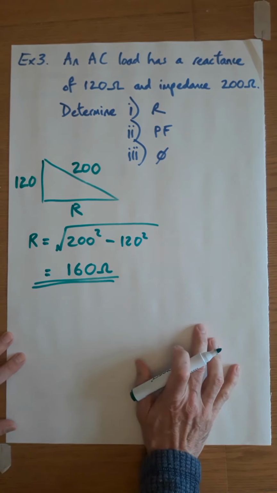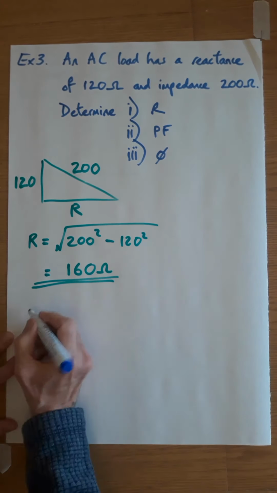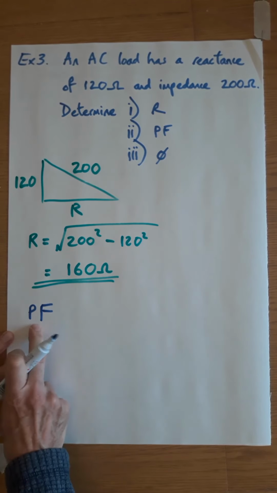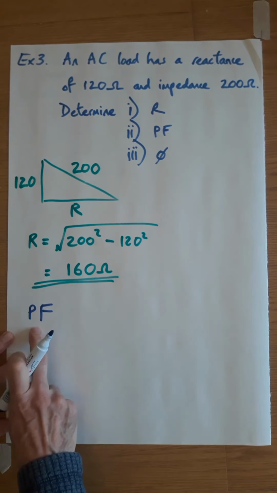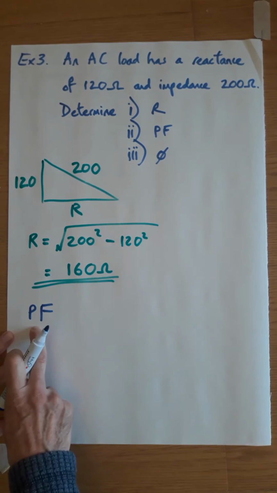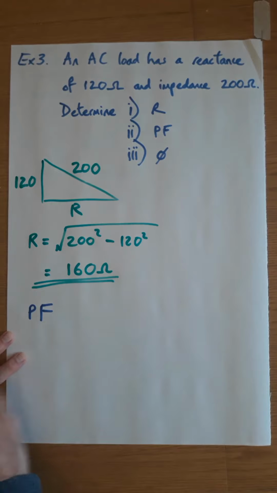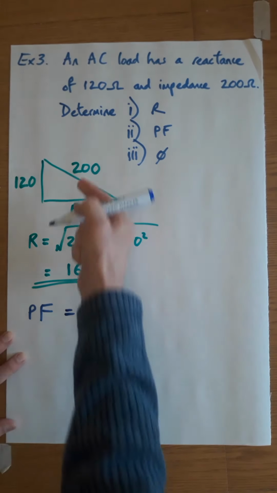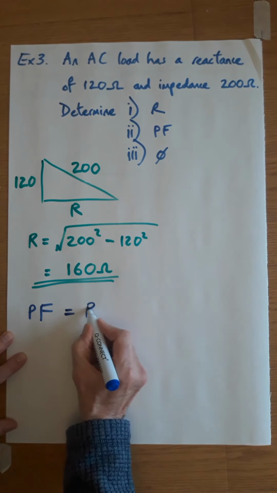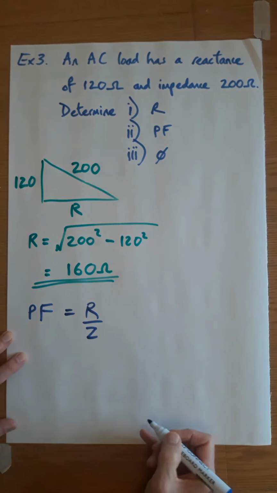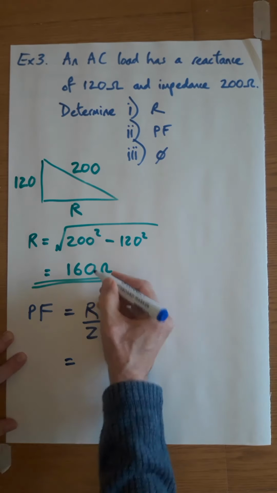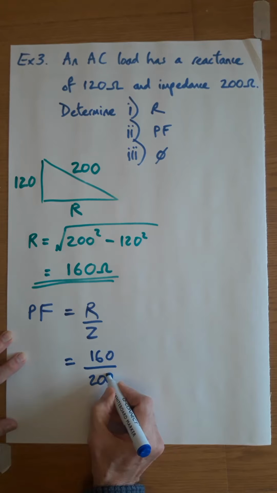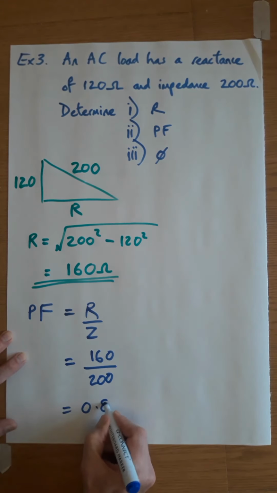Let's do the next bit, power factor. Notice I keep changing. Sometimes I write PF for power factor, sometimes I write cos phi. I don't care which you use, and you could see either in an exam. So power factor, an important one. This is the impedance triangle. Your formula is R over Z. Put the numbers in. R is 160, Z is 200. That comes to 0.8.